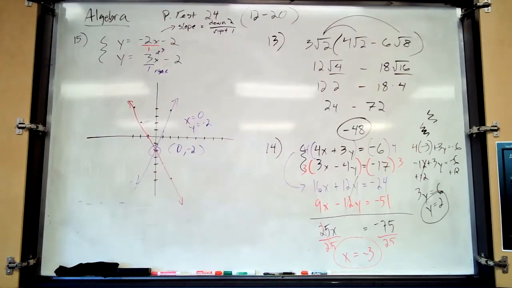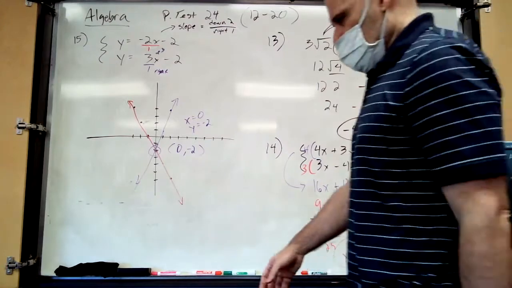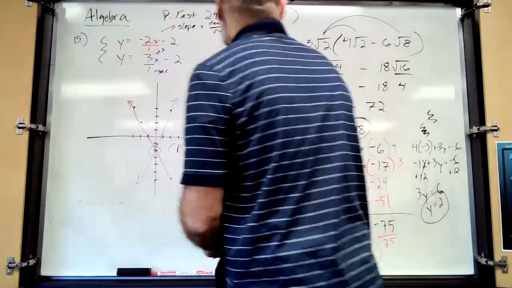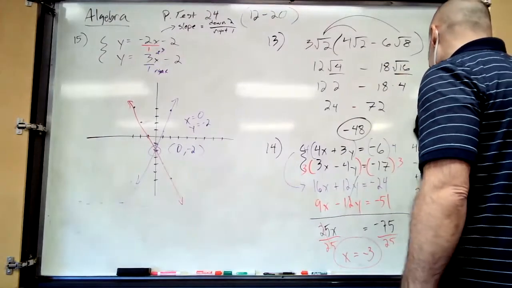All right, so obviously if they have the same y-intercept, then you already know your answer. It's at 0, comma, whatever that number is. Okay? All right, number 16.